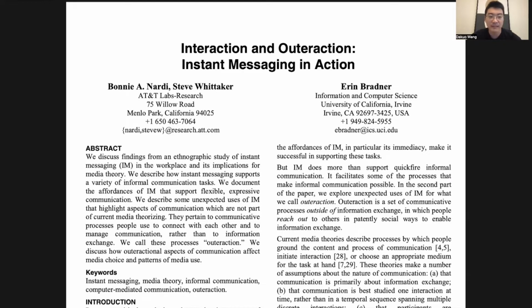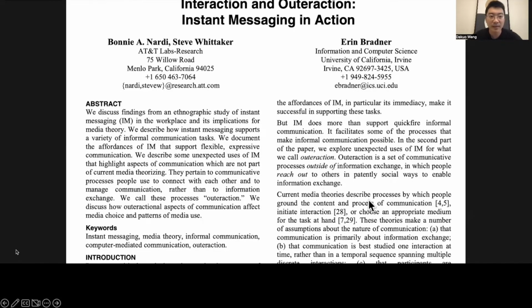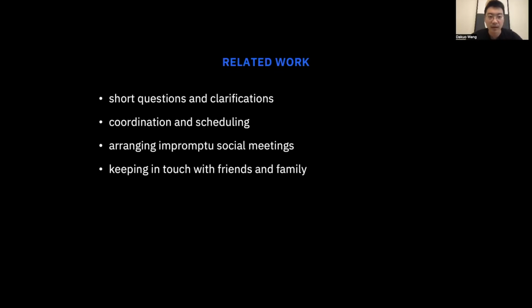Back then, they were studying some very preliminary instant messaging systems and how the enterprise contexts were using these systems. They found, for example, people are using these instant messaging systems for the following four use cases. They may ask short questions and ask for clarifications. They may also use instant messaging to coordinate and schedule meetings.